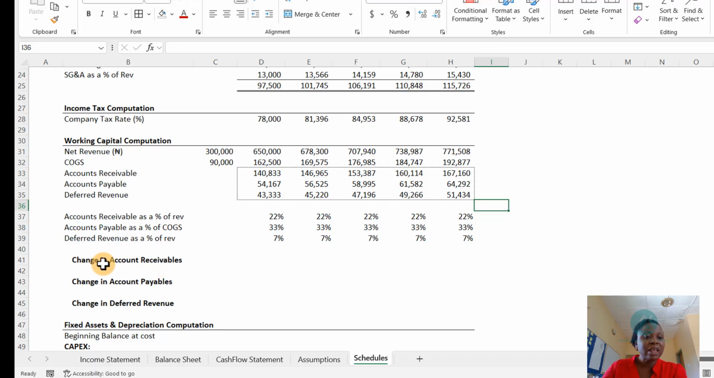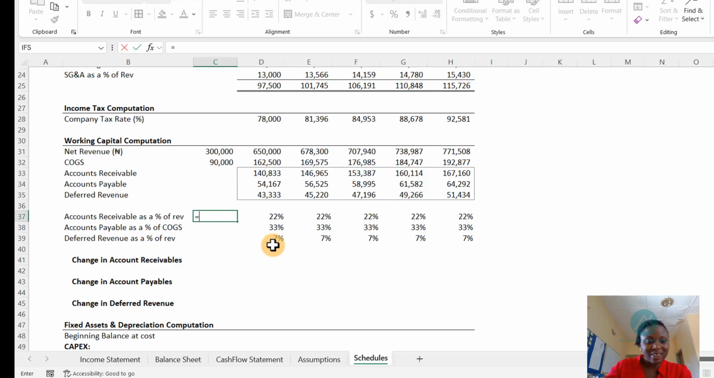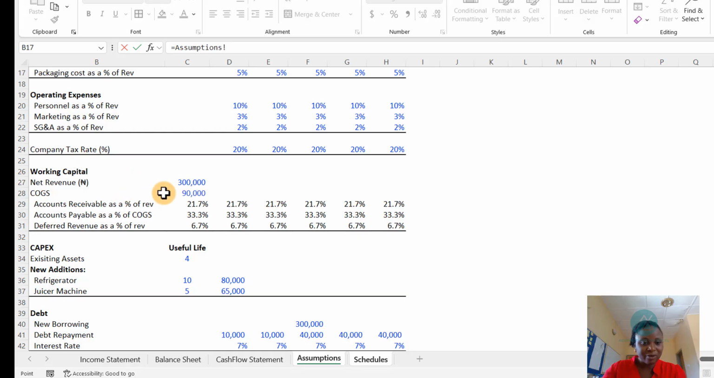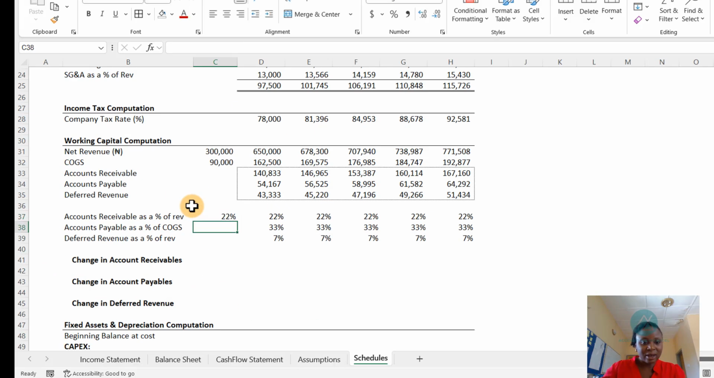Sorry for that. So let's compute the change in accounts receivable because we'll need this for the cash flow statement. For us to compute this, mind you, when there is an increase, we need to also get this. Let me pick this because I was thinking I won't need it. Let's go back to the assumption, pick for this year, and I can just copy and paste.